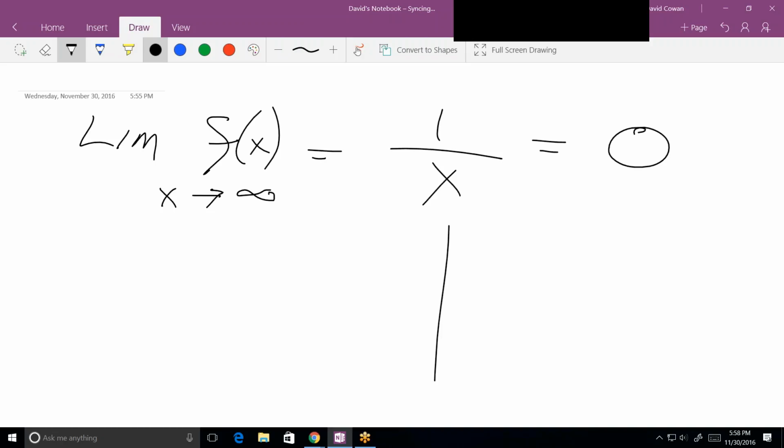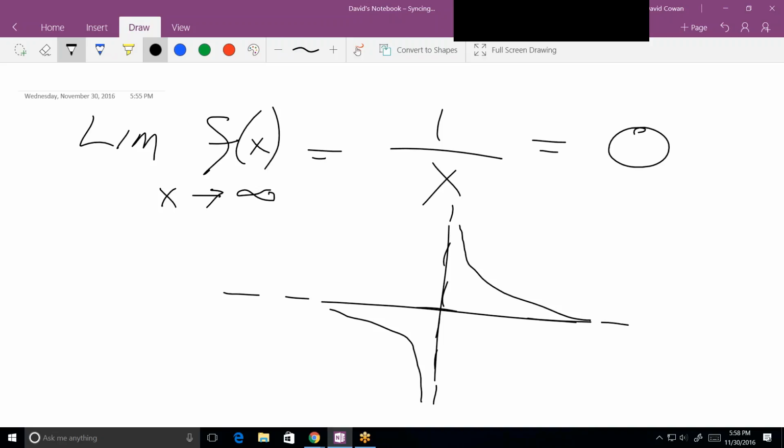If I graph that function, here's what it looks like. Hyperbolic. There's two asymptotes. There's a vertical asymptote there. X can never be equal to 0. And there's a horizontal asymptote there where y can never be equal to 0. But if we look at the curves, we can see that as x is going to positive infinity, y is approaching 0. It's approaching that horizontal asymptote. And in fact, that's what horizontal asymptotes are: what the function approaches as you go to infinity.